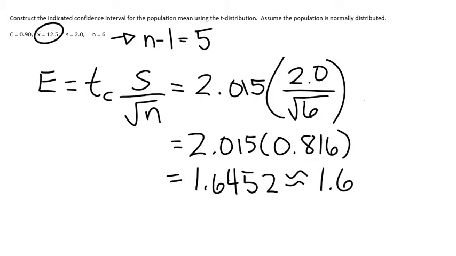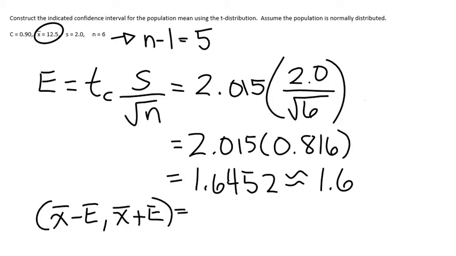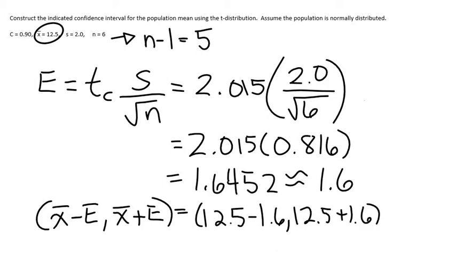the nearest tenth. Now to get the confidence interval, I'm going to take x bar minus the margin of error, x bar plus the margin of error. So this is going to yield 12.5 minus 1.6, 12.5 plus 1.6. And finally, that would yield the confidence interval of 10.9, 14.1.